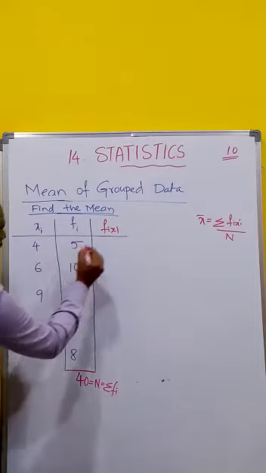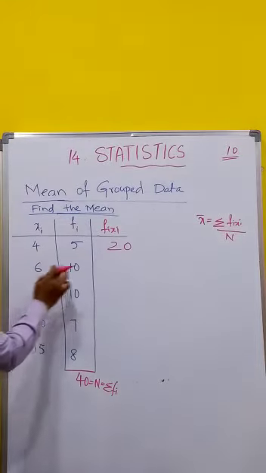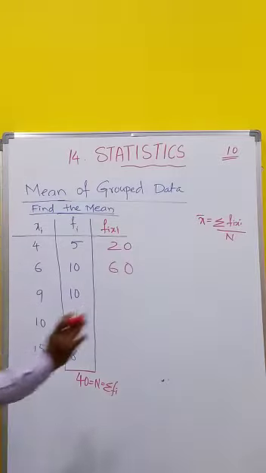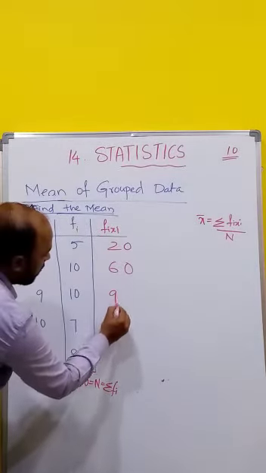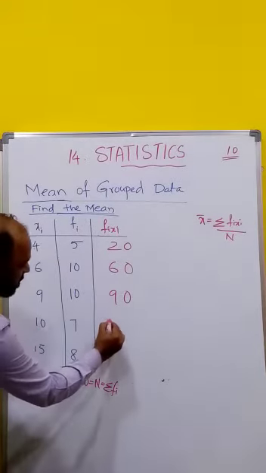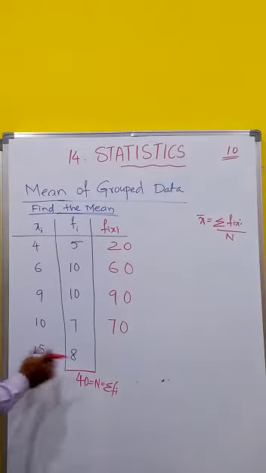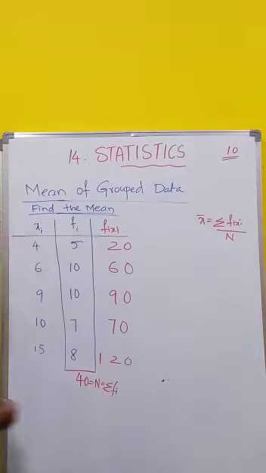4 5s are 20. 6 into 10, 60. Just we are multiplying fi xi. 9 into 10, 90. 10 into 7, 70. Then 15 into 8, 15 8s are 120. Clear, children? Now we will go for addition.